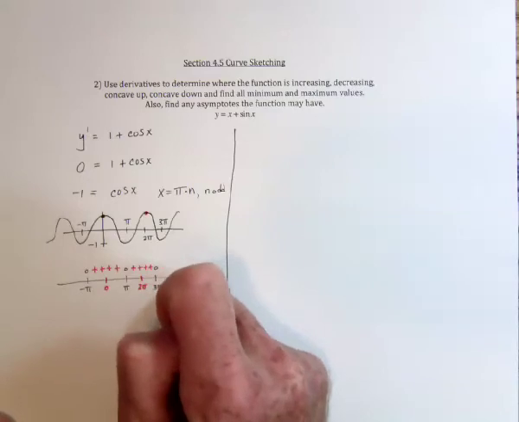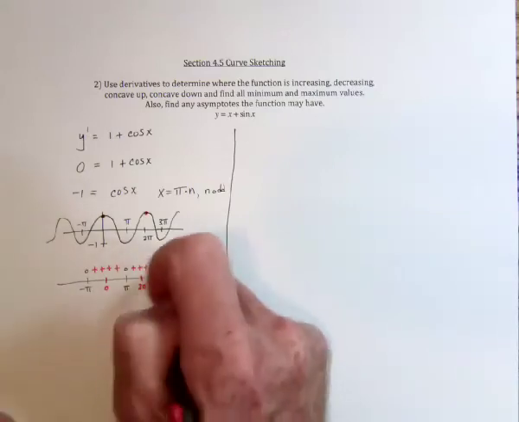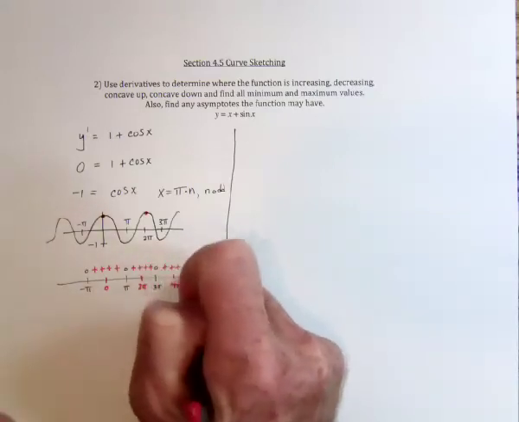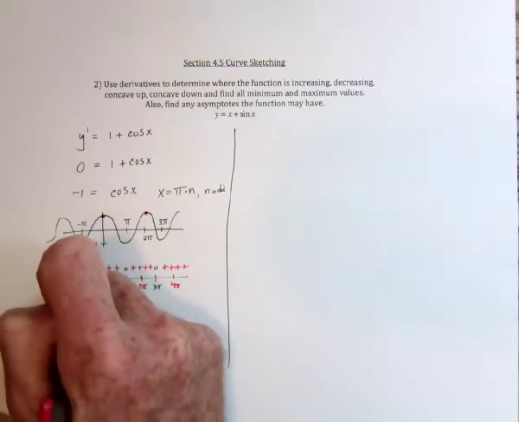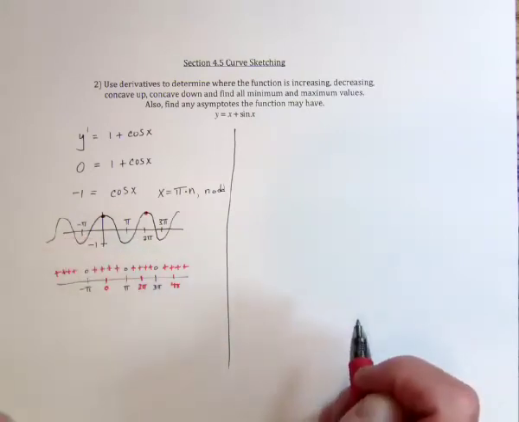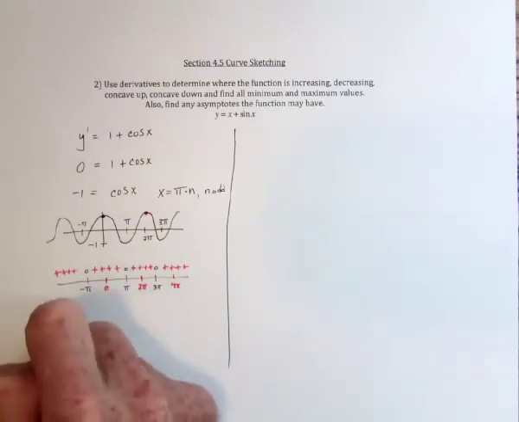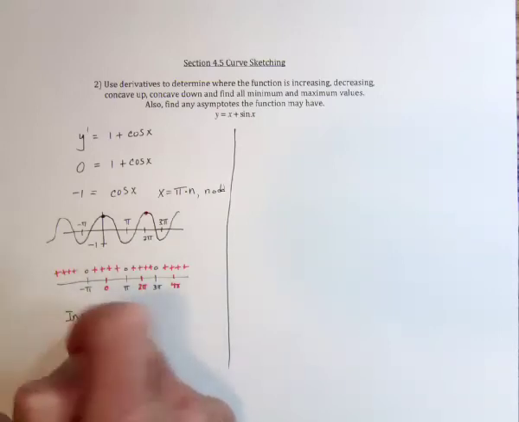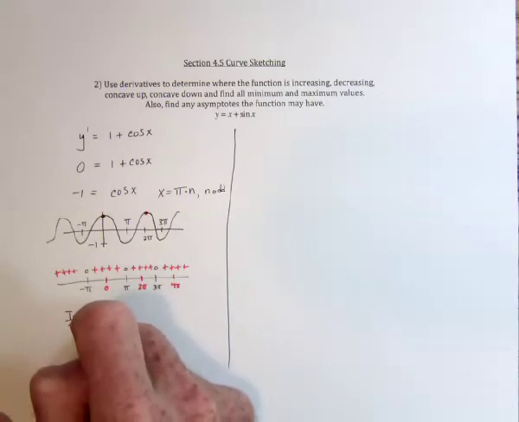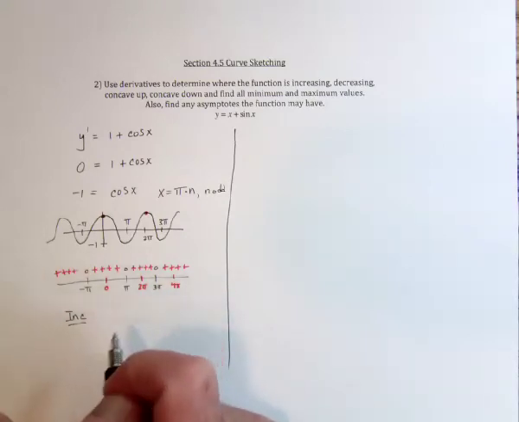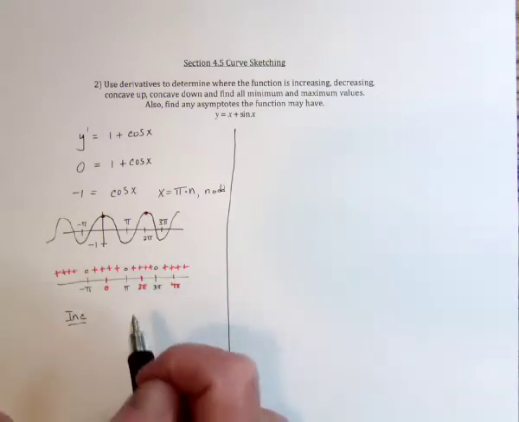And the same thing is just going to keep happening every time. 4 pi would mean do another whole cycle, and so it turns out that this thing is increasing almost everywhere. So it's increasing from, how could we say this in general?